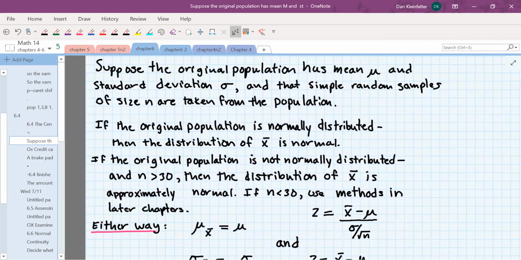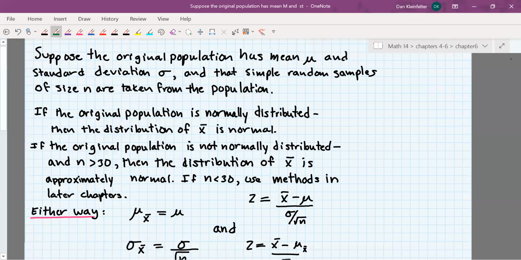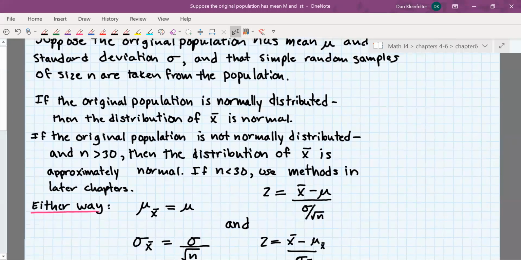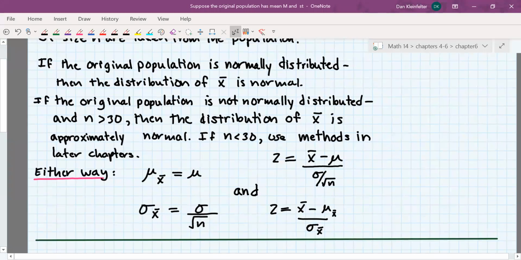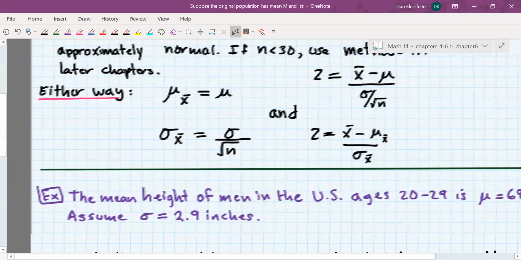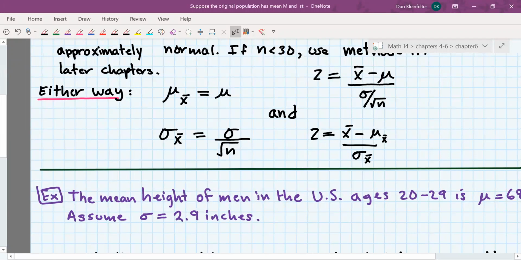This slide repeats the central limit theorem for your reference. I'll leave that in the notes for you to take a look at. And here are the formulas that we want to be able to use.